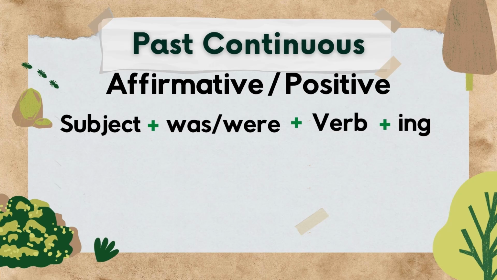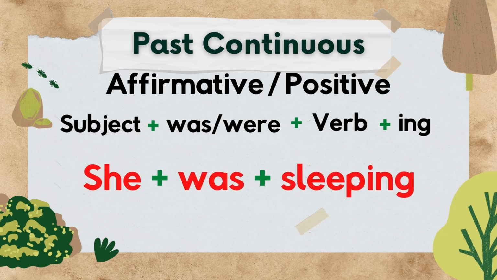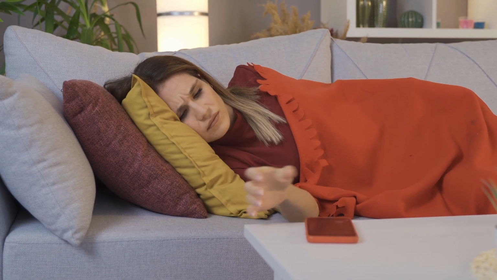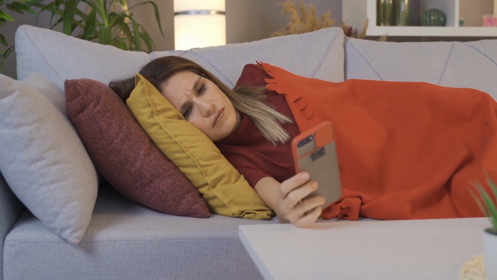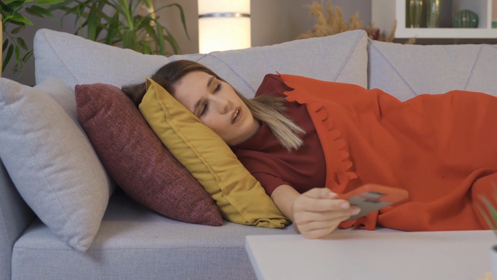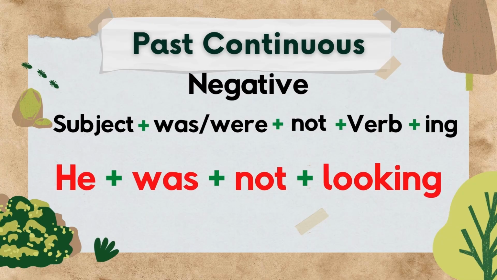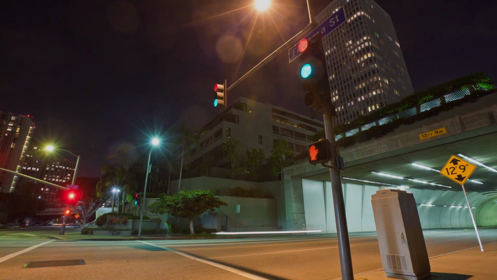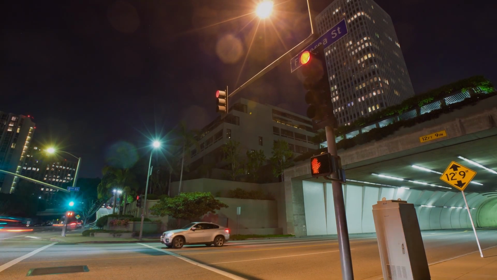We form the past continuous in the positive with subject plus was or were plus our verb plus ing. Like, she was sleeping when the phone rang. In the negative, we need to add not. Like, he was not looking when the traffic light turned red.